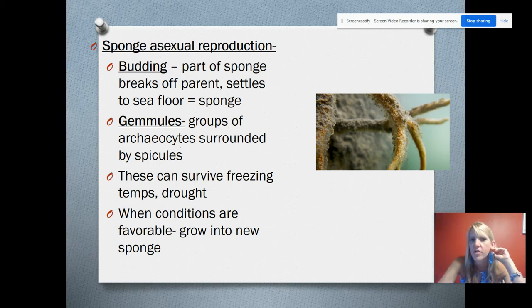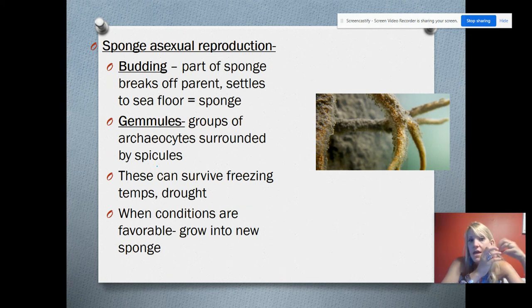Gemmules are groups of archaeocytes surrounded by spicules. So say the sponge makes a gemmule. This is a group of archaeocytes. Remember, archaeocytes can do the digestion. Archaeocytes can help with bringing a sperm to an egg. They do a lot of things in the sponge. So they take some of those and surround them with spicules.